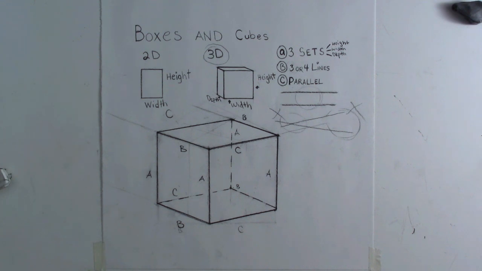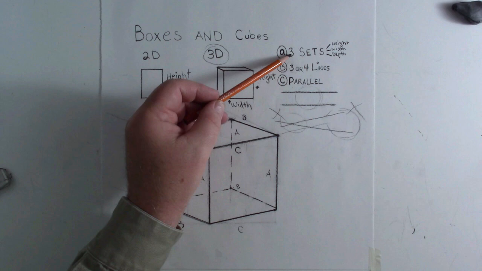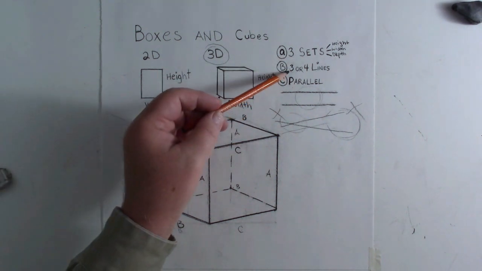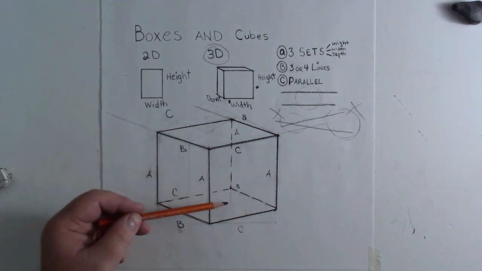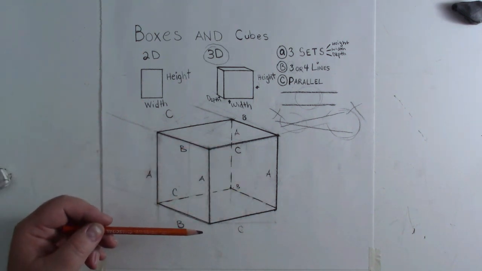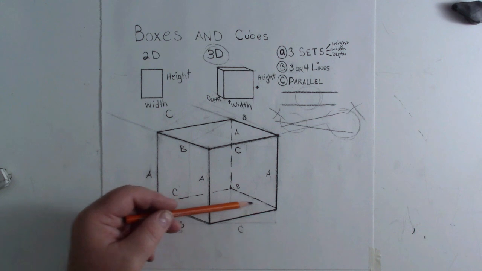But whenever we're drawing a box or a cube, we're always looking for something that has 3 sets of 3 or 4 lines that are parallel. So this has our 4th set, so now we can see all 12 of our lines.